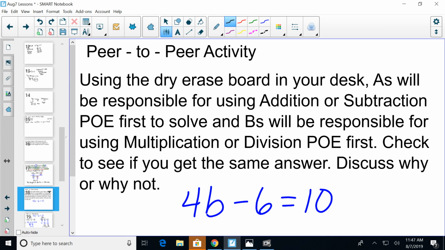So A's had the easy job, B's had the hard job. However you want to. It is completely up to you. No. Cannot use guess and check. Cannot use working backwards. You must use the properties of equality. Y'all talk about it? When you both have an answer, y'all gotta talk about it.